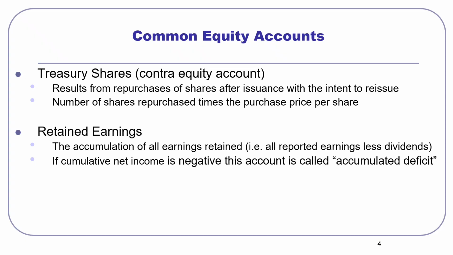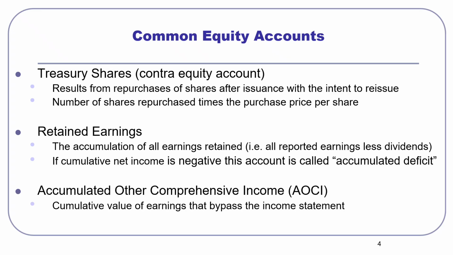The next account is retained earnings. Retained earnings is the accumulation of all earnings that the firm has not paid out in dividends. If the accumulation of all net income less dividends is a negative number, this account is instead referred to as accumulated deficit. The next account is accumulated other comprehensive income, or sometimes referred to as AOCI. This is the accumulation of earnings that bypass the income statement. Many types of earnings that bypass the income statement we will not cover in this introductory course.